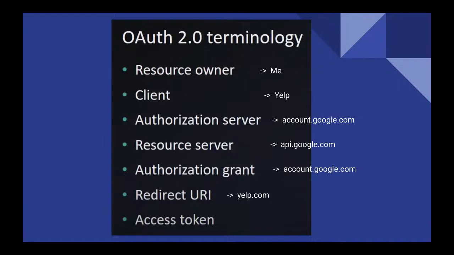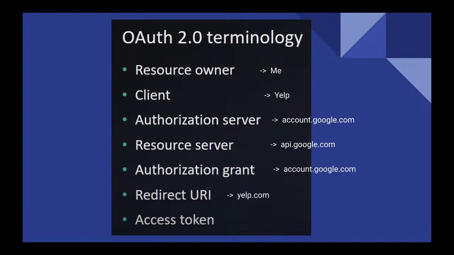So the authorization grant, account.google.com, they will give me the grant, the authorization. That's why the authorization grant is account.google.com. This could be separated, but in this example, it's the same. Redirect URL: they will take me to the URL, which is the yelp.com callback. Eventually, if I say yes, I will share my contact information with Yelp.